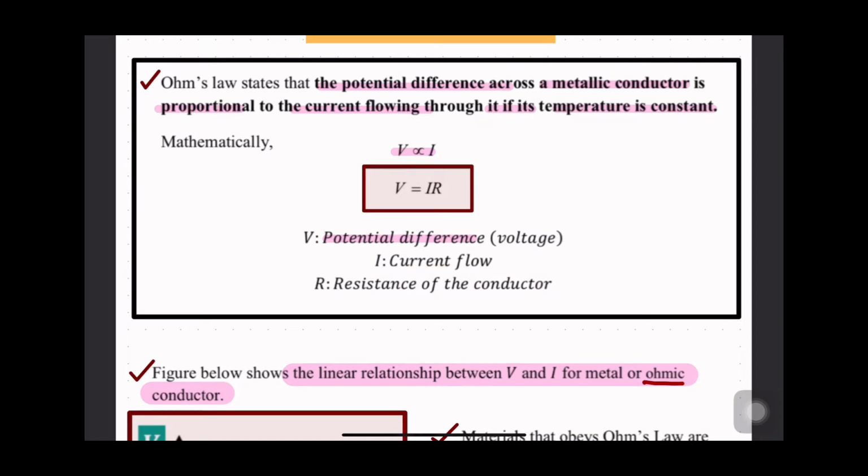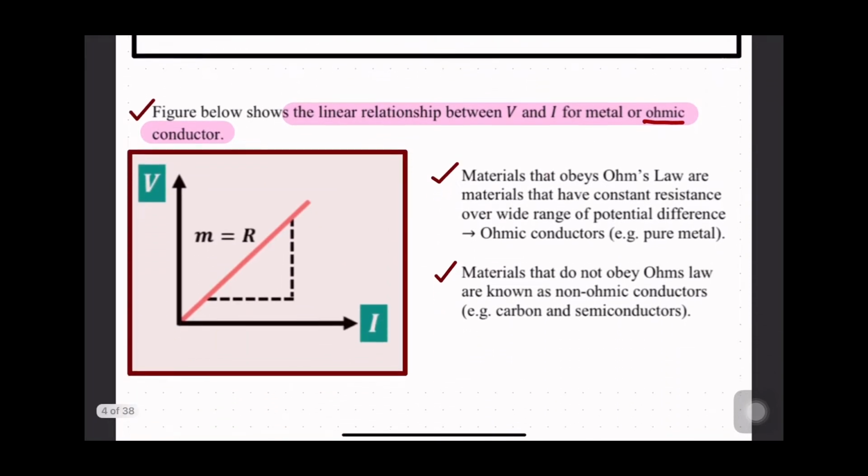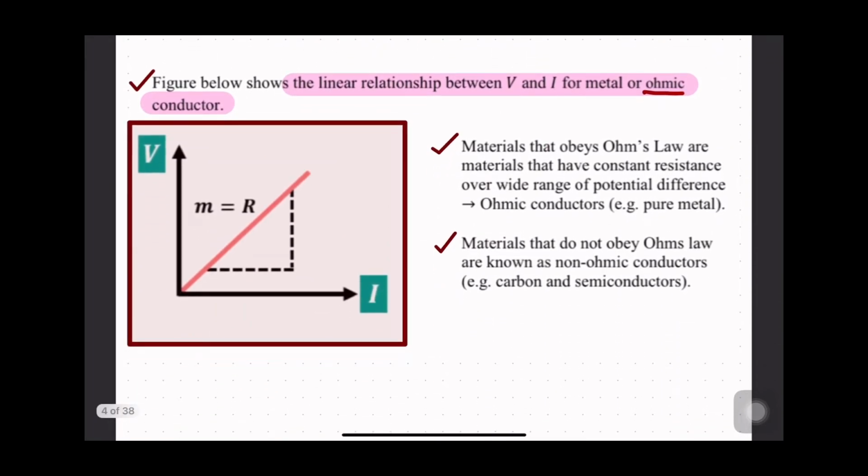So same goes with your experiment result. When you change the value of R in the resistance box or rheostat, the current and the voltage will be changing, but they are directly proportional. Maksudnya bila V you increase, I akan increase. Okay, figure below shows the linear relationship between V and I for metal or ohmic conductor. So dalam buku you ni, you tukar perkataan dia adalah ohmic conductor.